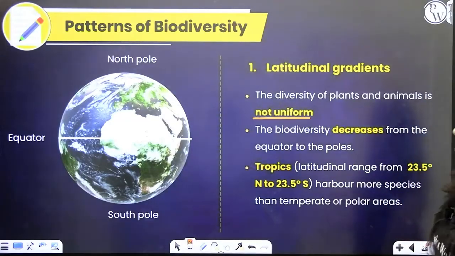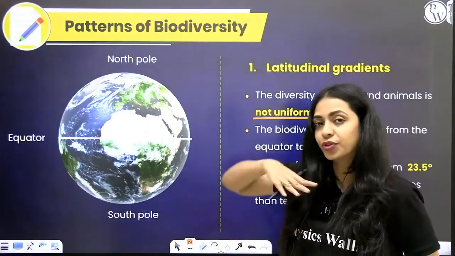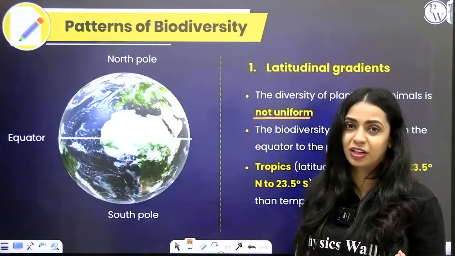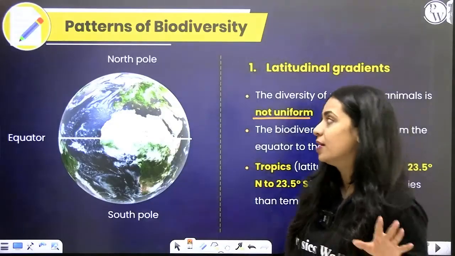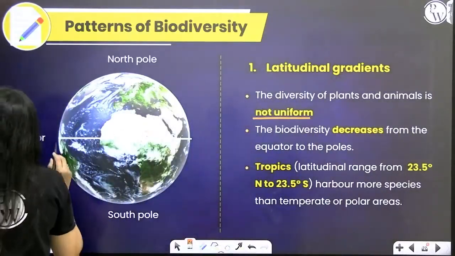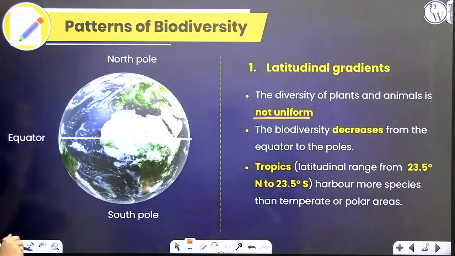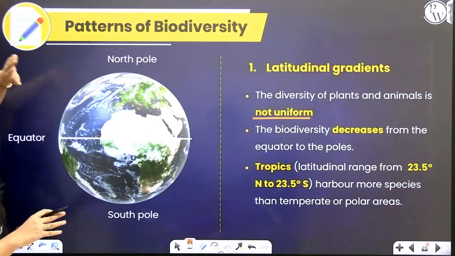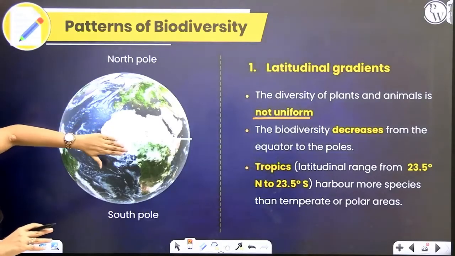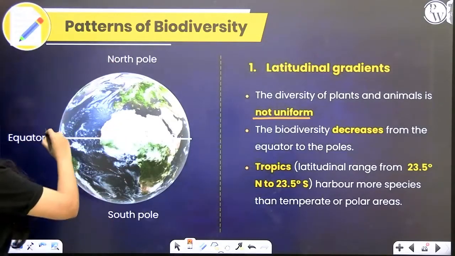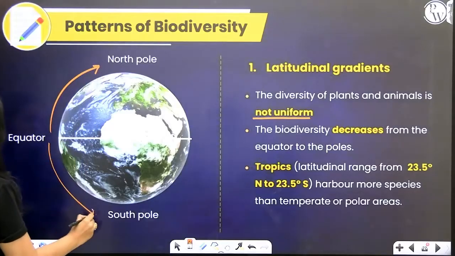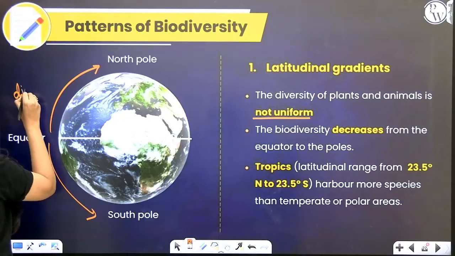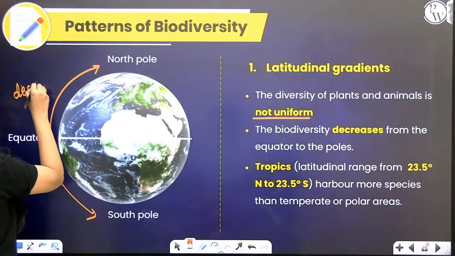Now, if you consider Earth, there are different latitudes and different longitudes that you've probably learnt about in your geography classes. So what I want you to understand here is, if you move from the equator towards the poles, it could be the South Pole or the North Pole, biodiversity or the species diversity is going to decrease steadily.